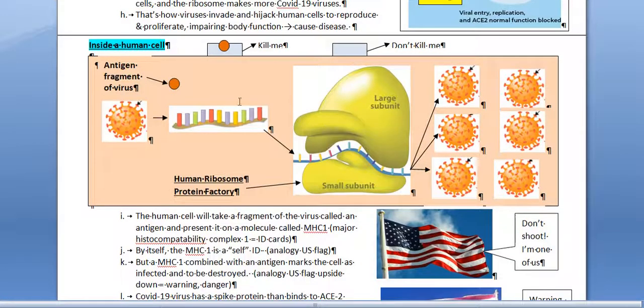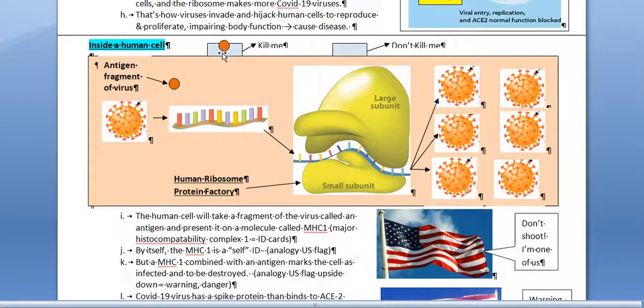Now the human cell will take a fragment of the virus, which is called an antigen. It's called an antigen because it generates an antibody response and an attack upon it. So here's the antigen, a fragment of this, and the cell will place it upon a molecule called major histocompatibility complex type 1, MHC1. I know it's a mouthful.